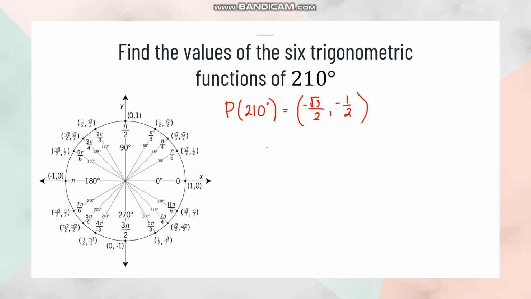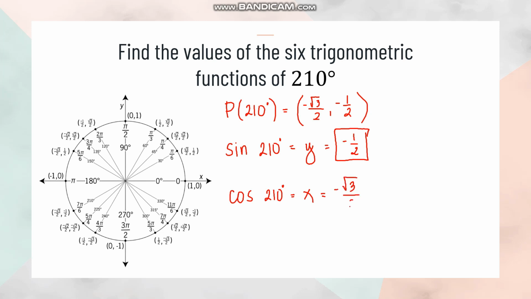Now that we have the terminal point, we can now identify the trigonometric functions. For the sine of 210 degrees, we know sine is just equal to the y coordinate of the point. Therefore, the sine is negative 1/2. For the cosine of 210 degrees, that will be just x. Therefore, the cosine is negative square root of 3 all over 2.